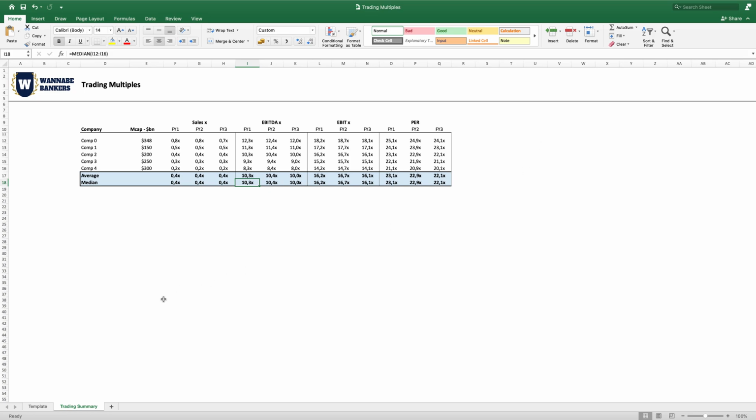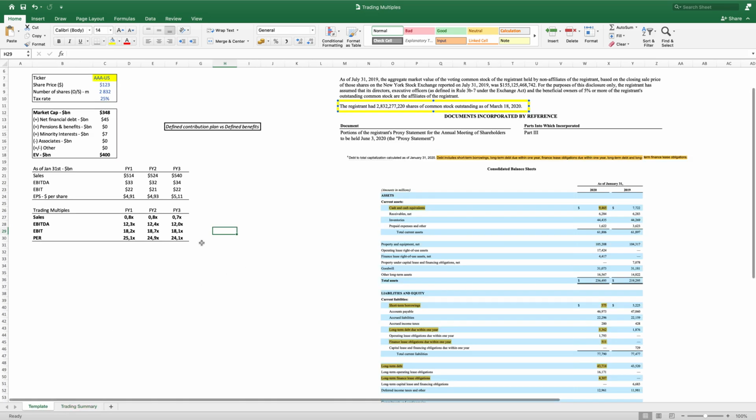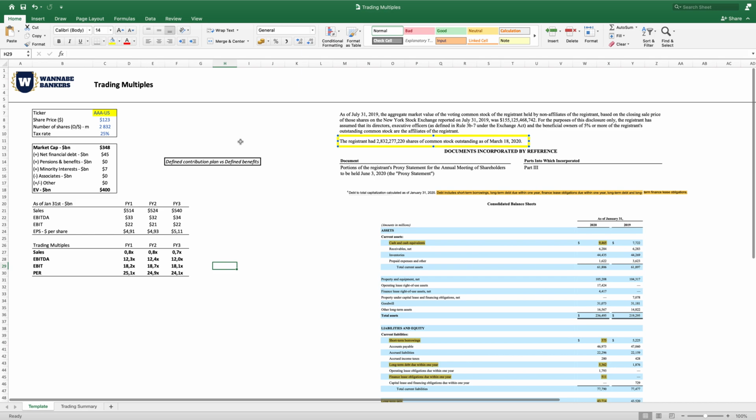So that's it. I hope that it provides you with a good overview of the trading multiples models.